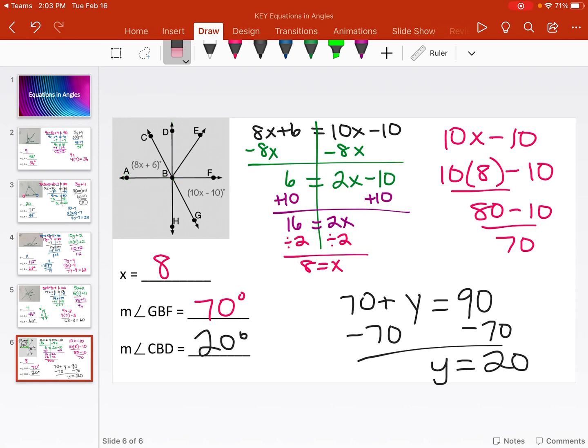And that's it, guys. So the biggest thing is just look at the angles. How are they related? How can we set this up in an equation? And then go ahead and solve it.